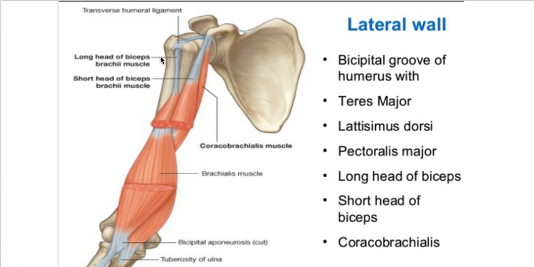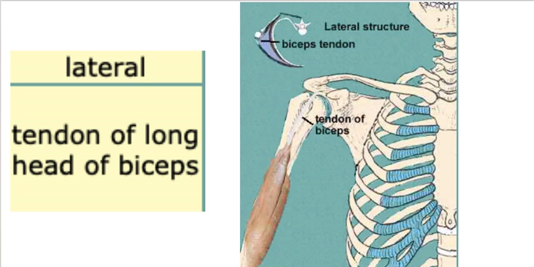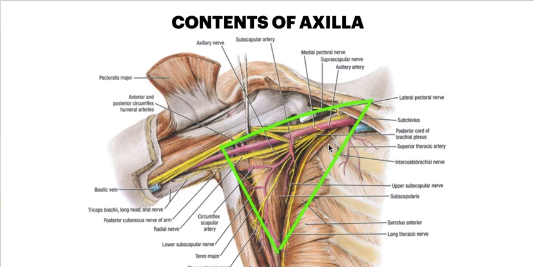Coming to the lateral wall, it is formed by the bicipital groove of the humerus, the teres major, latissimus dorsi, pectoralis major. These are the muscles of other walls also, but principally we have the long head of biceps, the short head of biceps, and the coracobrachialis forming the lateral wall. Here, as you can see, laterally, this is the lateral wall, tendon of long head of biceps. So this is your axilla, and we come to the contents of the axilla.